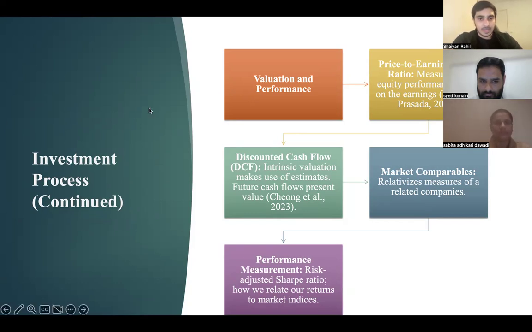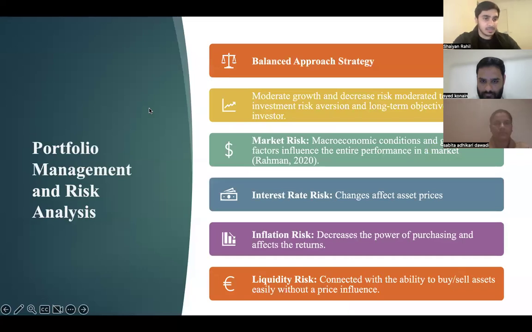So when we move on to the next slide, I'll be discussing portfolio management and risk analysis. Our portfolio management plan is balanced, based on moderate growth and reduction of risk exposure. We have singled out a number of vital risk factors, beginning with the ups and downs in the economy alongside geopolitical occurrences, which are termed market risks. This can greatly influence overall performance.